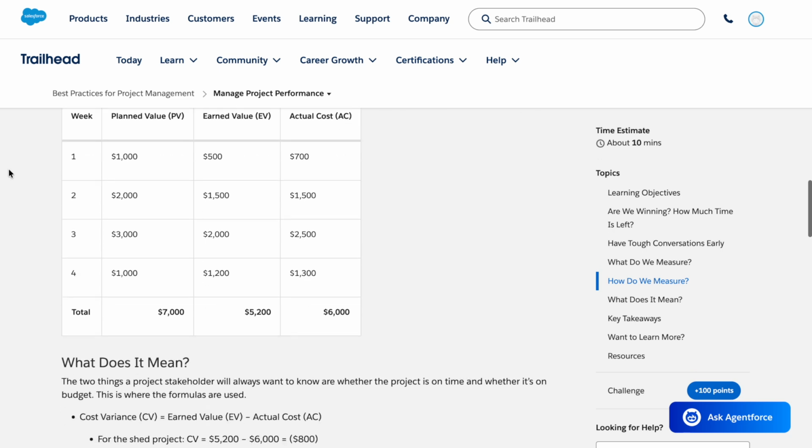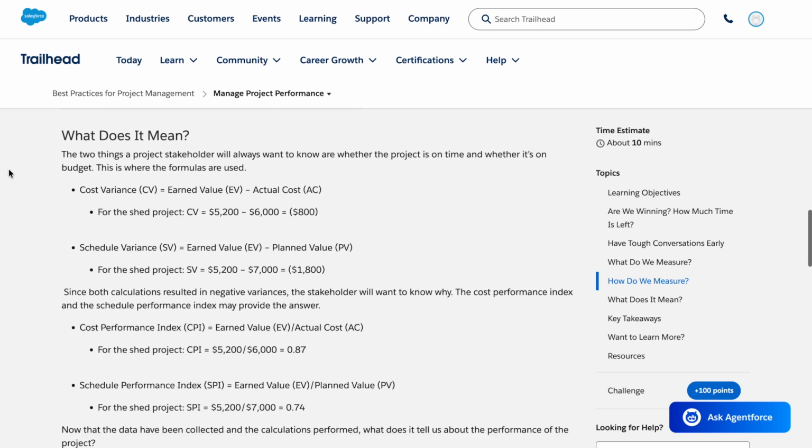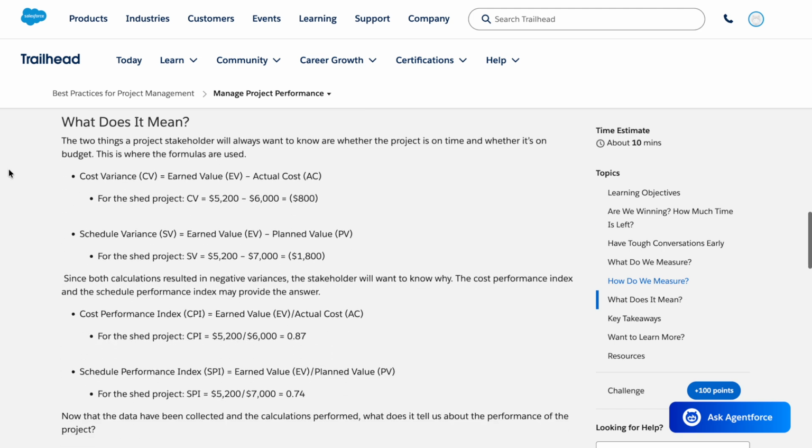What does it mean? The two things a project stakeholder will always want to know are whether the project is on time and whether it's on budget. This is where the formulas are used. Cost variance equals earned value minus actual cost. For the shed project, CV equals $5,200 minus $6,000 equals -$800.